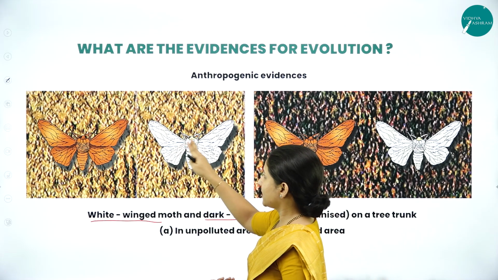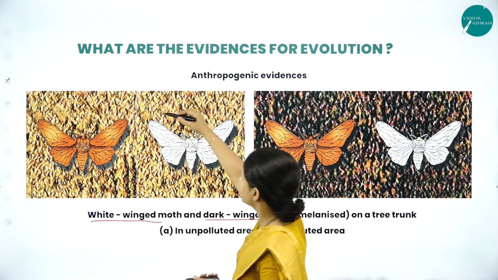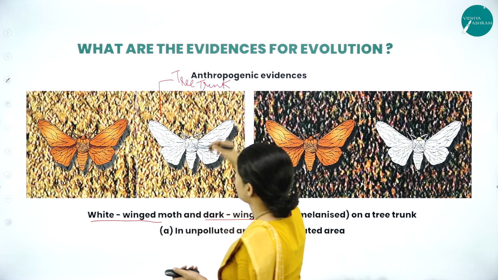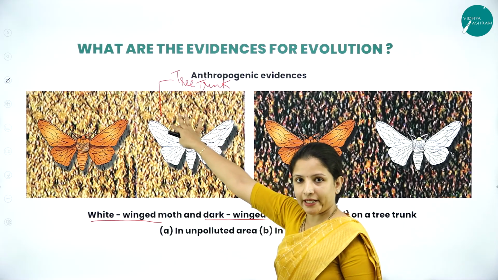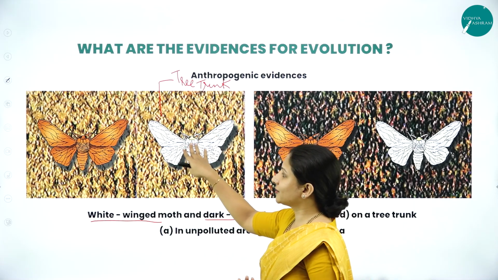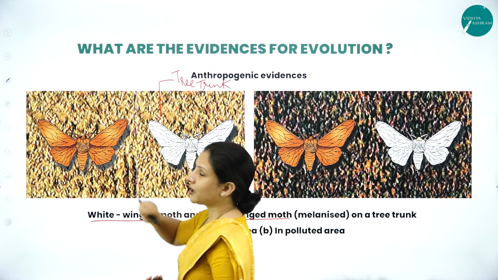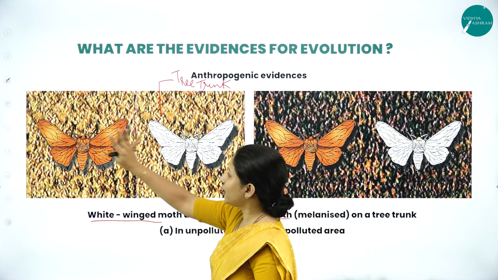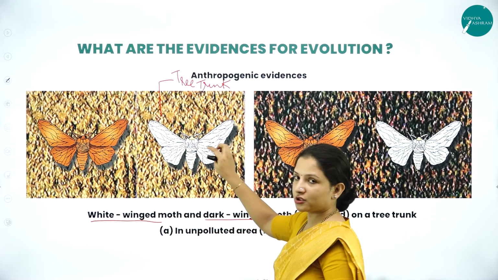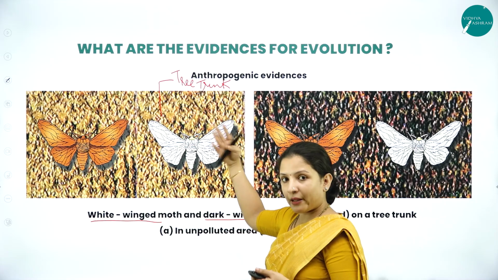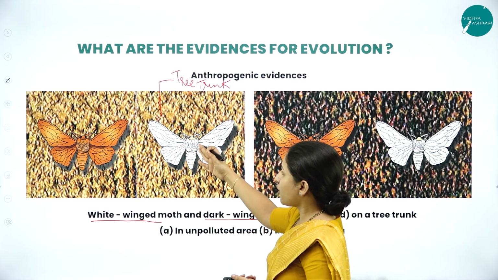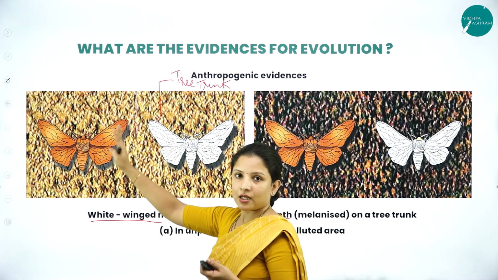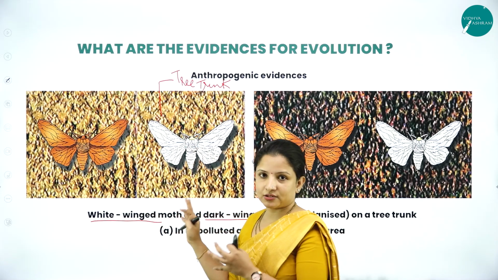So before industrialization, consider the background of the tree trunk. This is the tree trunk on which the moths used to rest. If you see, the background is light. So it is very difficult to spot the white moth, but the brown colored moth could be spotted very well. Therefore, the predators used to feed on the brown moth, and the white moth, because it was not that easily spotted, could be camouflaged in the tree background. Their population increased, and drastically the brown-winged moth's population came to a decline. That is before industrialization.